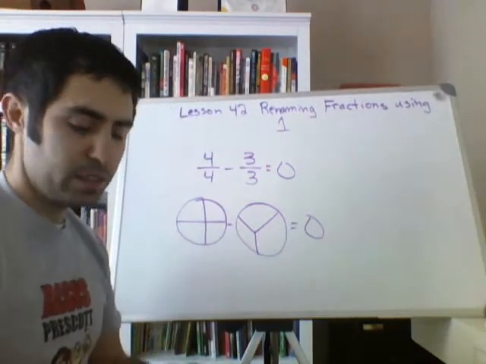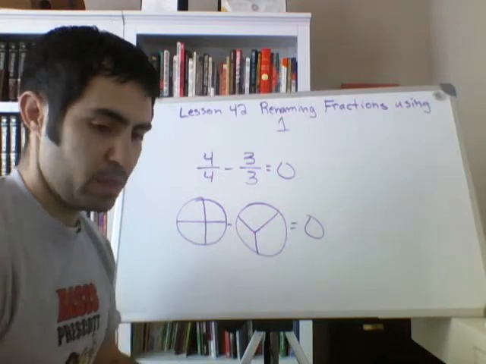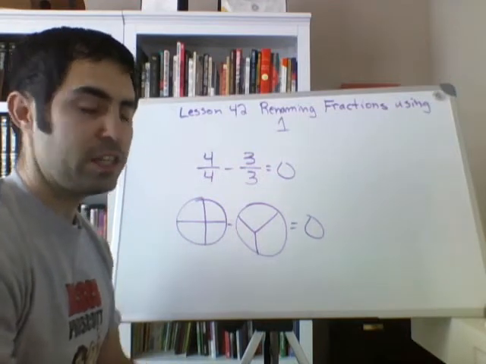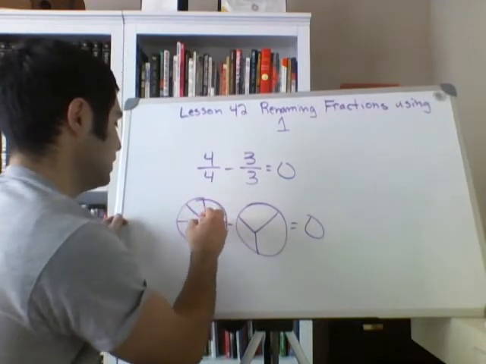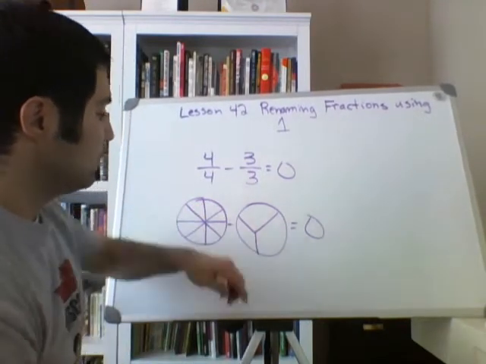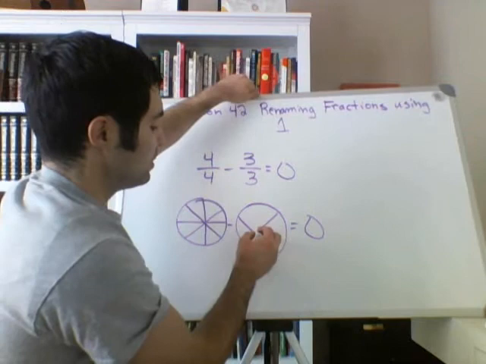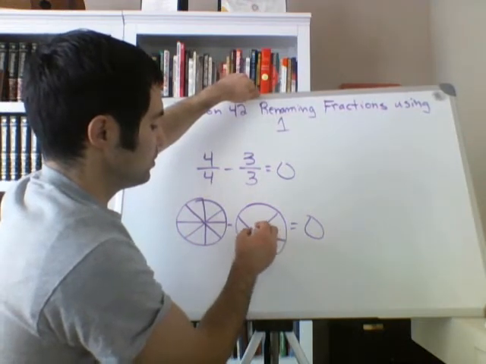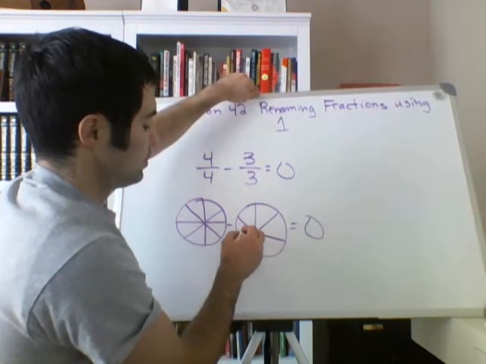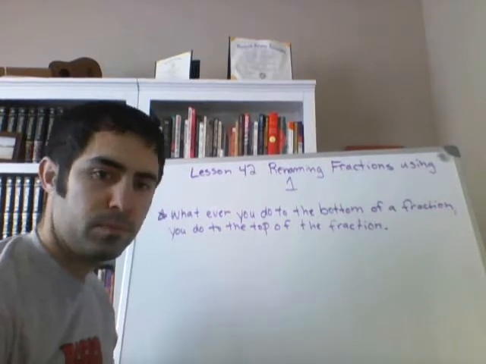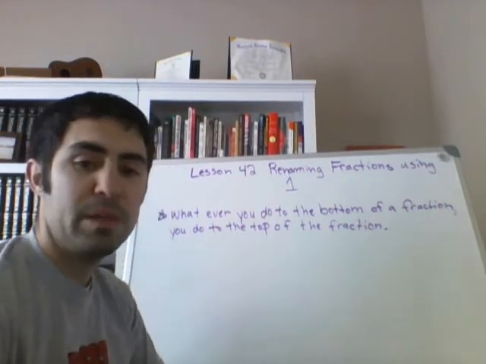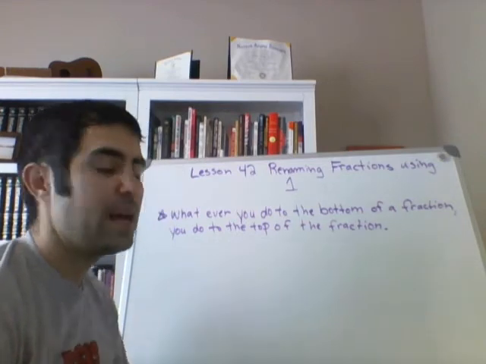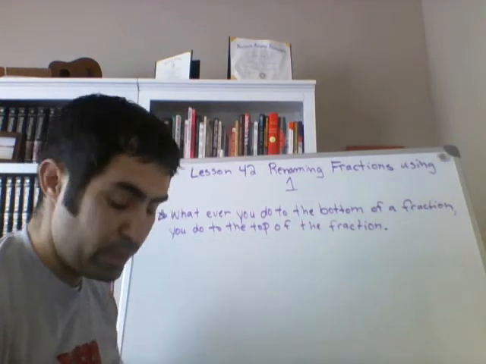So just know that 1 can take a bunch of different forms. You can break this down further into 8/8. Alright, so whatever you do to the bottom of a fraction, whether that be multiply or divide, you have to do it to the top of a fraction. And we use this when we're reducing fractions.